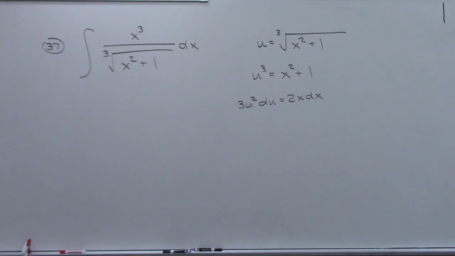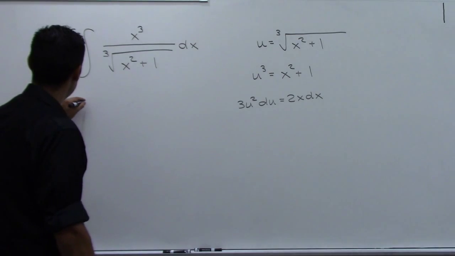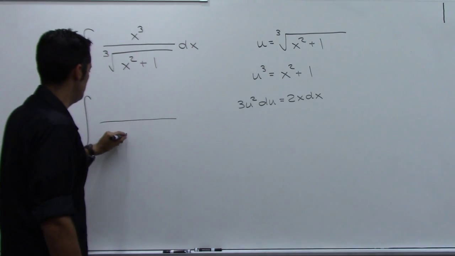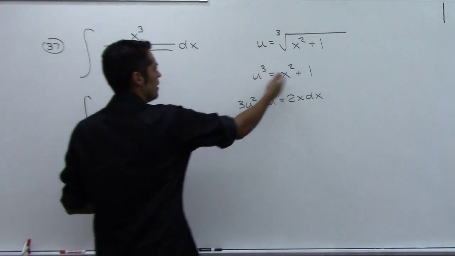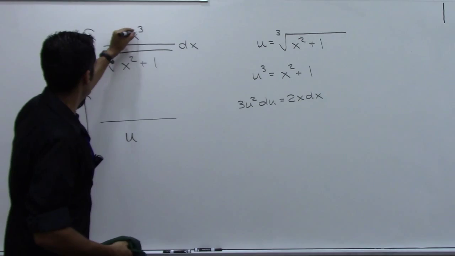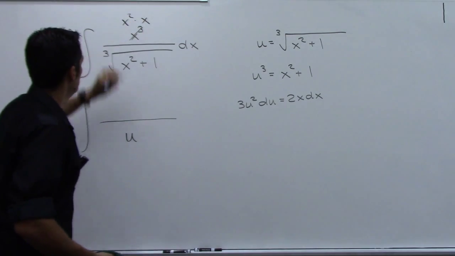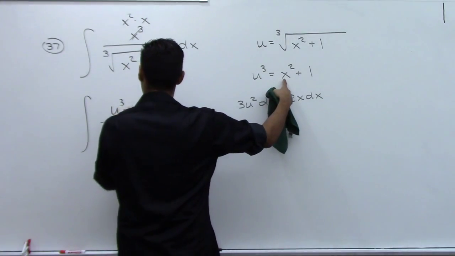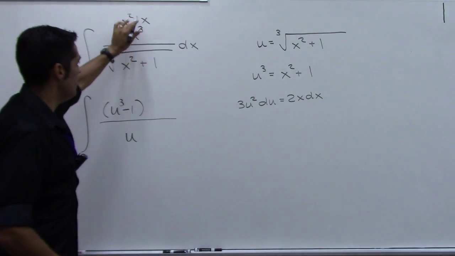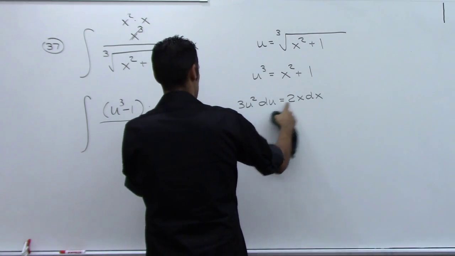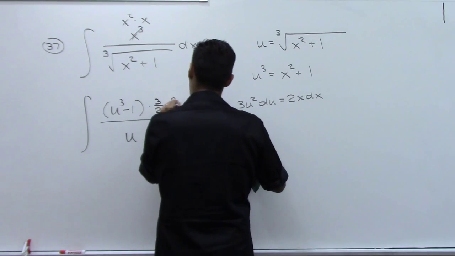Yeah, and then, okay, so when they rewrite things, they still kind of have to do this same thing I did. The whole denominator is going to be u. X cubed, you don't have x cubed anywhere. You have x squared. So what they do is rewrite this x cubed as x squared times x, just like we did. And x squared here is u cubed minus 1, right, if you solve this for x squared. And then x dx, you have to bring the 2 over, so it's 3/2 u squared du.